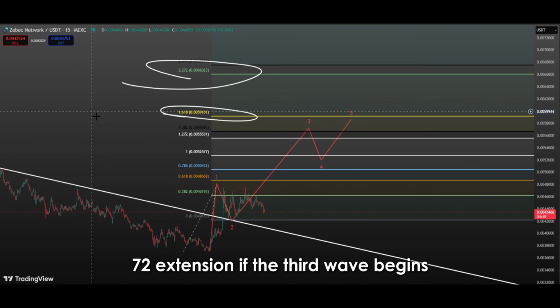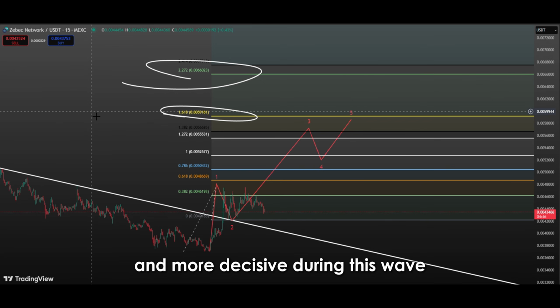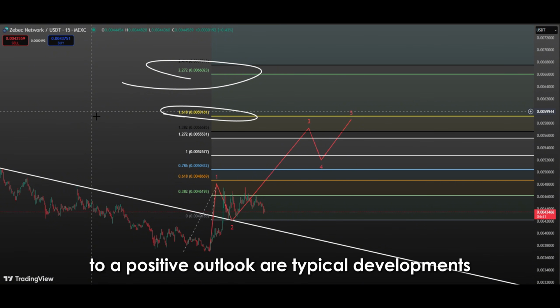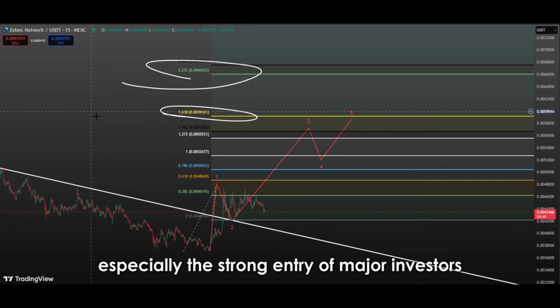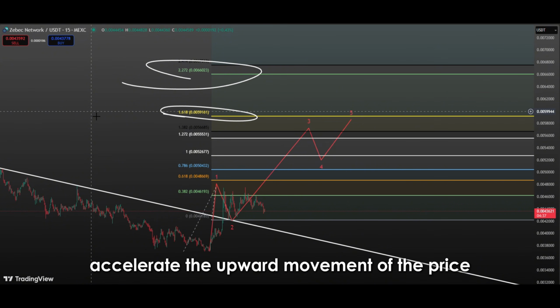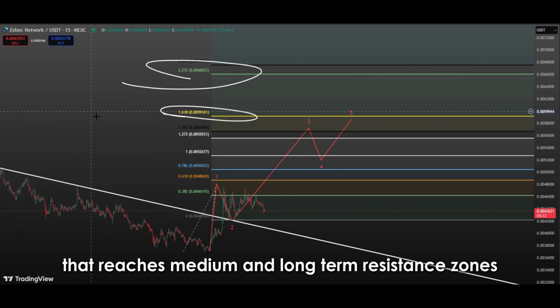If the third wave begins, the upward movement in price is expected to be clearer and more decisive. During this wave, an increase in volume, technical indicators turning fully bullish, and a complete shift in market psychology to a positive outlook are typical developments. Especially the strong entry of major investors at the beginning of the third wave can significantly accelerate the upward movement of the price. This could lead the price not only to short-term targets, but also to a broader uptrend that reaches medium and long-term resistance zones.